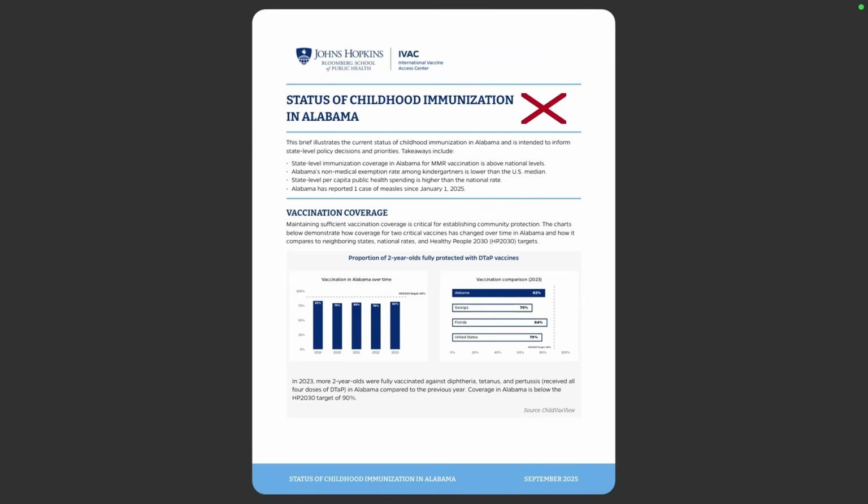For example, if you look at our report, you can see where it says vaccination coverage. That heading is bigger than the heading that says proportion of 2-year-olds fully protected with DTaP vaccines. There are a couple other differences. The vaccination coverage, that level of heading, is uppercase. And the proportion of 2-year-olds fully protected with DTaP vaccines is aligned in the center.